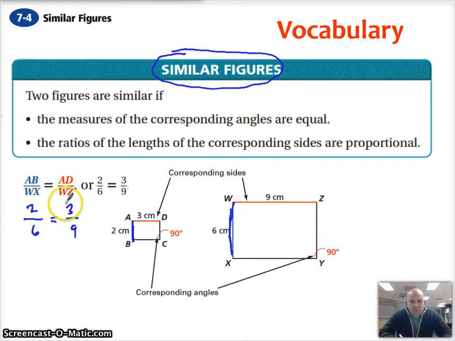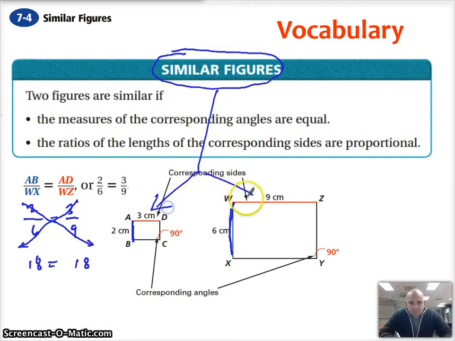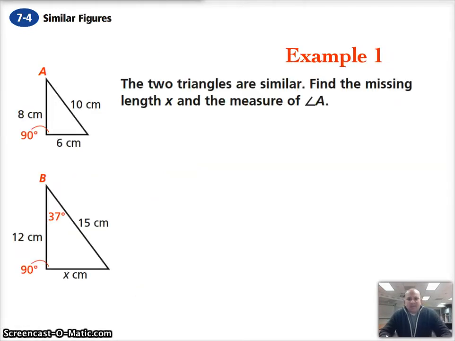Are these two ratios proportional? Well, we can say that they are. 2 to 6 is as 3 to 9. How do we figure that out? Cross multiply. 2 times 9 is 18. 6 times 3 is 18. Therefore, we know that these are similar figures.